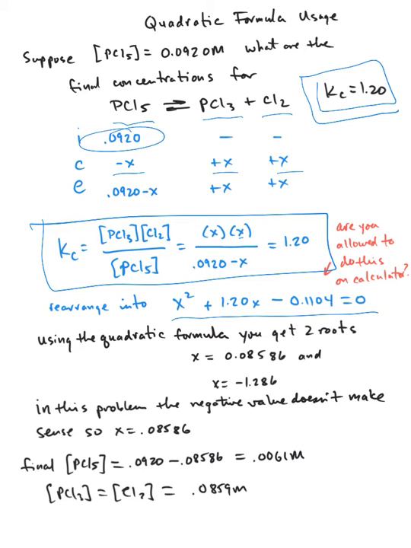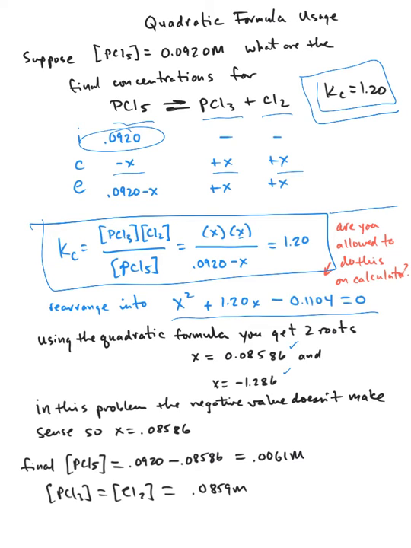Now, I don't know if your teacher allows you to do it on your calculator if you're in a test, but if you aren't allowed to do it on the calculator, you have to learn how to do it longhand, and there's a formula that you should memorize to solve for x. Now, whenever you solve the quadratic formula, you get 2 roots. You get, in this one, 0.08586 and negative 1.2.